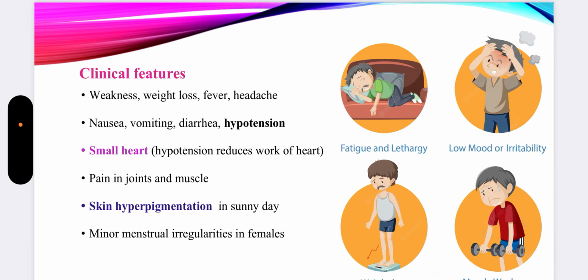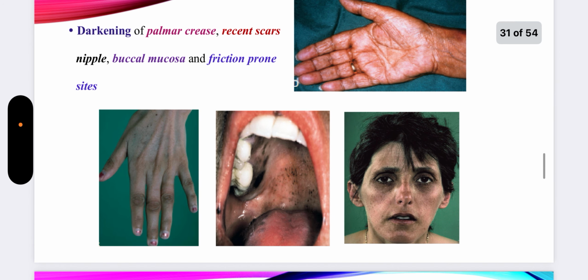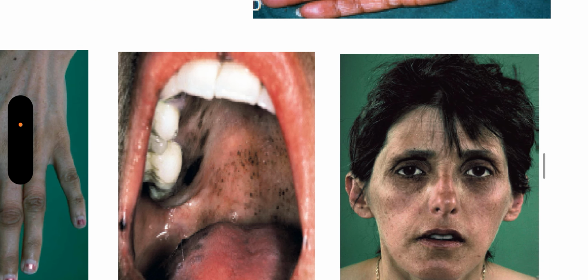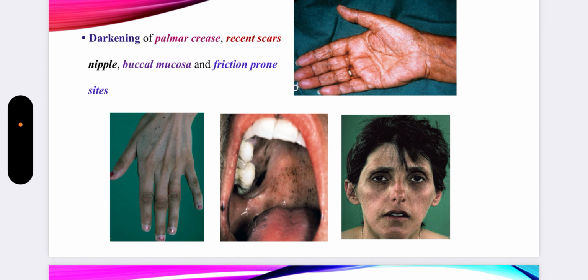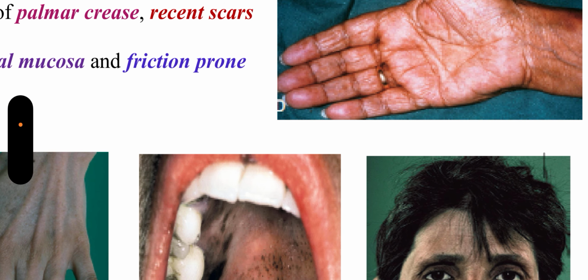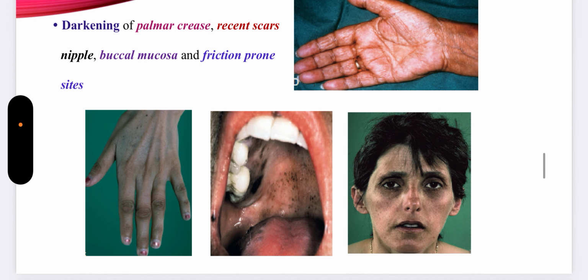Okay. There will be pain in the joints and muscle. You can see some pigmentation over the skin. Okay. Like this. Over the buccal mucosa, over the pressure points, you can see the hyperpigmentation. There can be darkening of the palmar crease. You can see here, there is darkening of the palmar crease, recent scars over the nipple, buccal mucosa, and over some friction-prone sites.